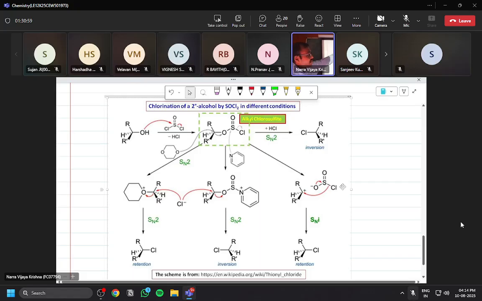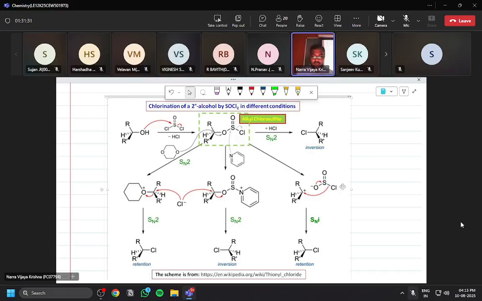Now if I take oxygen, what happened? First, this oxygen donated a lone pair from one direction. This opened up. This group is gone. Correct? Now Cl minus is attacking back. Again SN2. Configuration is retention, so two times inversion happened. Inversion and inversion leads to retention. Are you able to understand?